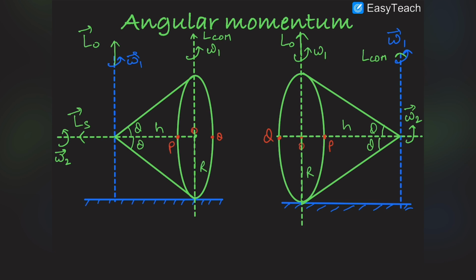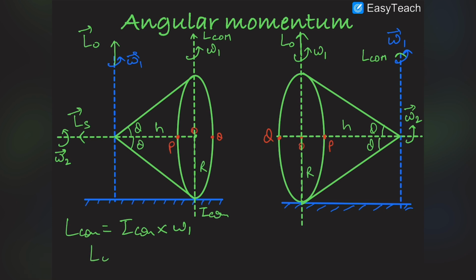We can see that L_COM is the angular momentum due to the spin of this disk about this axis. You can also write these in vector form. If this is the j cap y-axis, then you can use j cap notation. So L_COM will be equal to I_COM, the moment of inertia of this cone about this axis, into this angular velocity, omega 1.